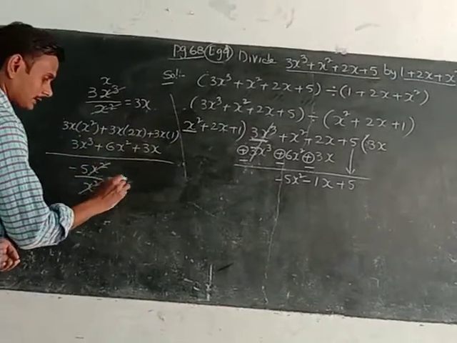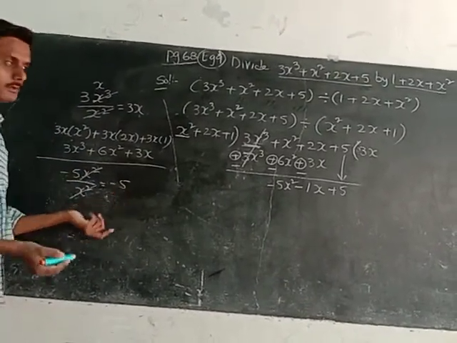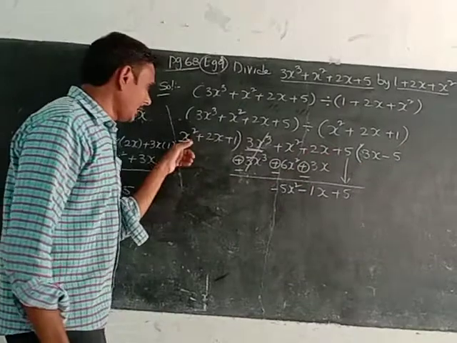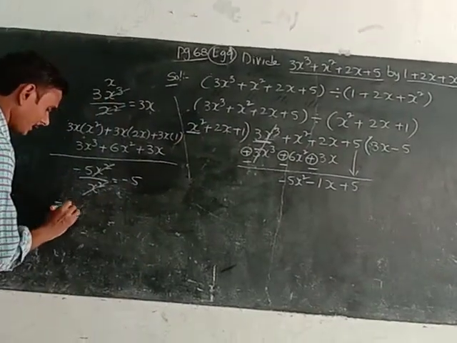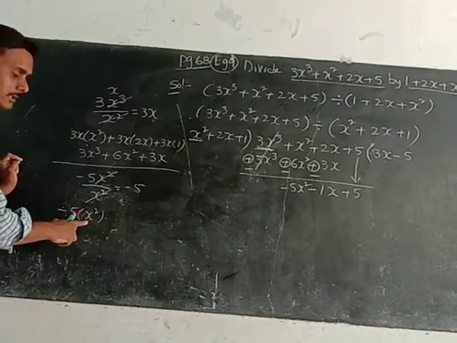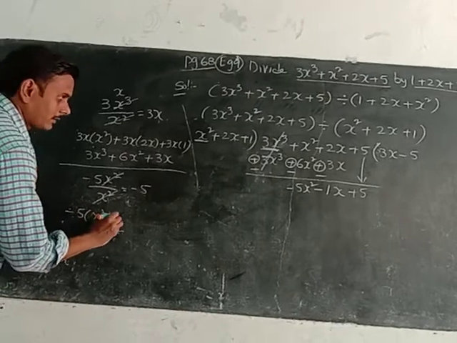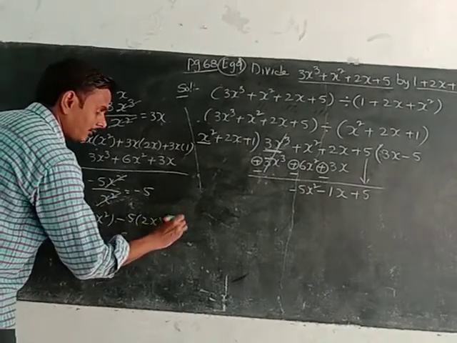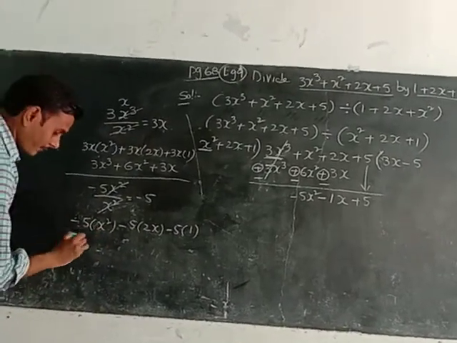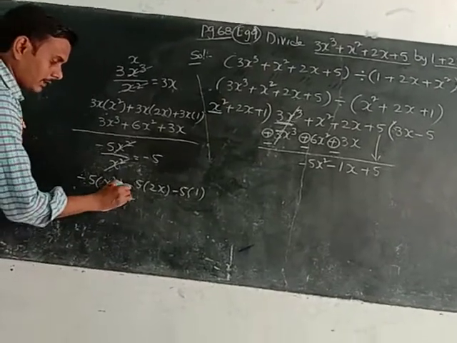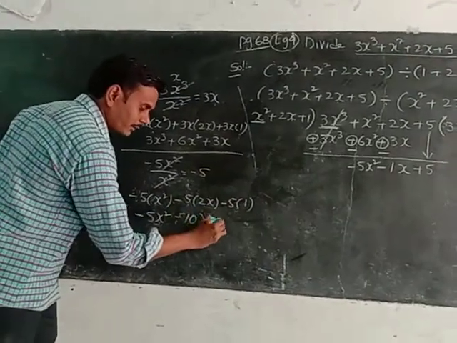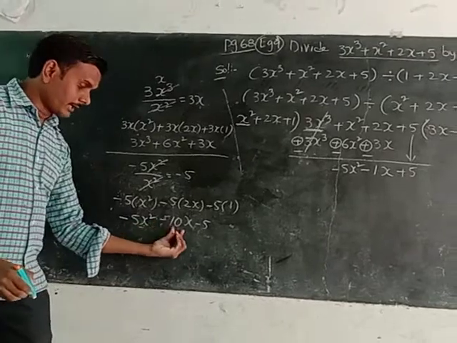x square cancels, and we get minus 5 in the quotient. Now using this quotient, multiply with each term of the divisor. Minus 5 into x square is minus 5x square. Minus 5 into 2x is minus 10x. Minus 5 into 1 is minus 5. So we have minus 5x square, minus 10x, minus 5.